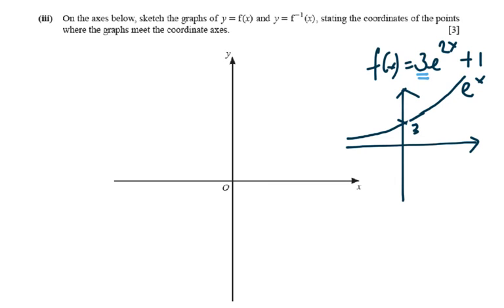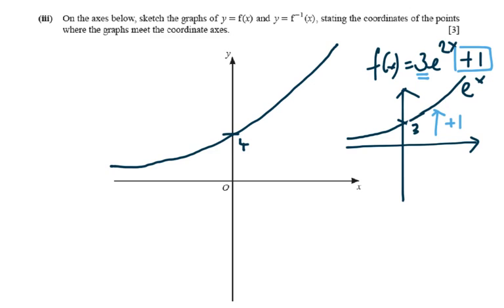So we will label it as 3. Another thing that we have to consider is that the whole graph is plus 1, which means that this whole graph will be moving up by 1 unit. Hence your point of intersection from 3 will become 4. To sketch this graph, just simply sketch a curve which is intersecting at 4. So as you can see here, your coordinates of intersection will be 0 and 4. And this will be your y equals to f(x).